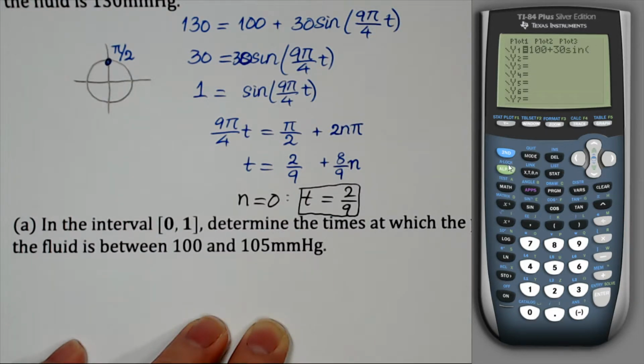Next, we're going to have 130, and we're going to put that in for P of t. So we have 130 equal to 100 plus 30 sine of 9 pi over 4 t. Minus 100 on both sides. We have 30 equal to, I forgot the 30, 30 sine of 9 pi over 4 t. Cancel 30 on both sides. 1 equal to sine of 9 pi over 4 t. Again, we go to the unit circle.